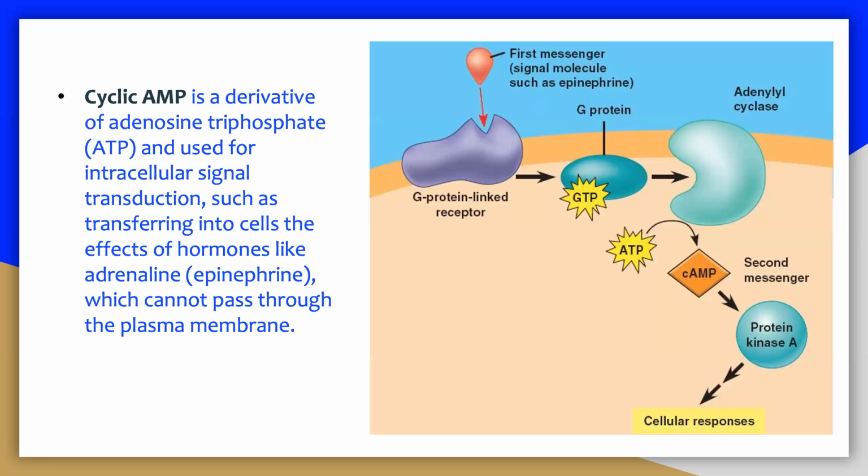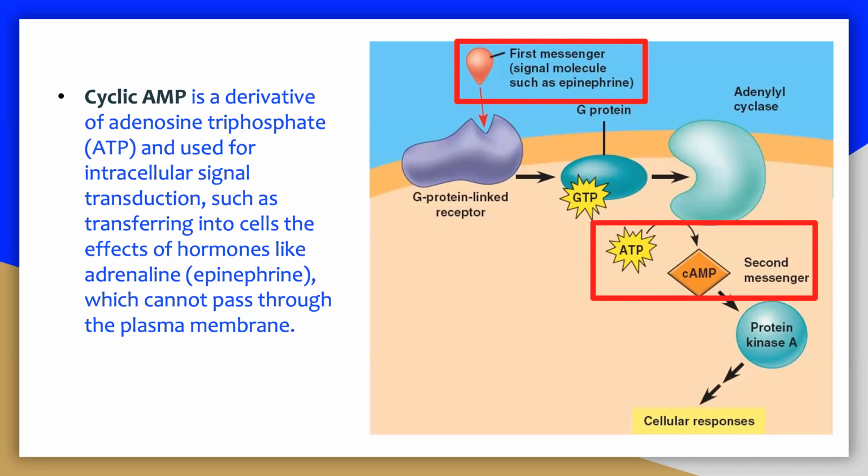The cyclic AMP is used in intracellular signal transduction, like I mentioned before, such as transferring into cells the effects of hormones like glucagon and adrenaline, which cannot pass through the cell membrane. It is also involved in the activations of chemicals called protein kinases that eventually target the cell's DNA.